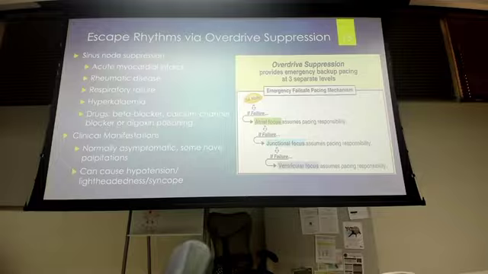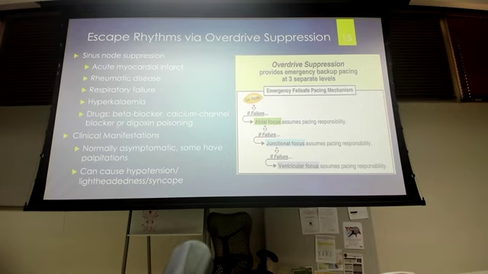So any of those things can cause suppression of that SA node. Once that SA node is suppressed, there's a specific order, specific pattern, specific order in which the heart is going to take over pacemaking.